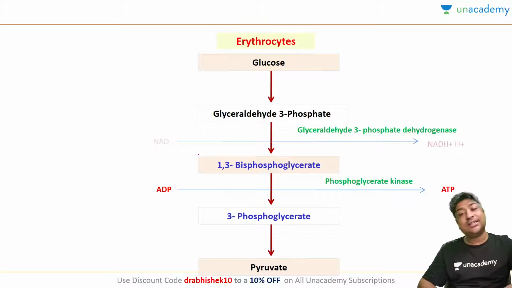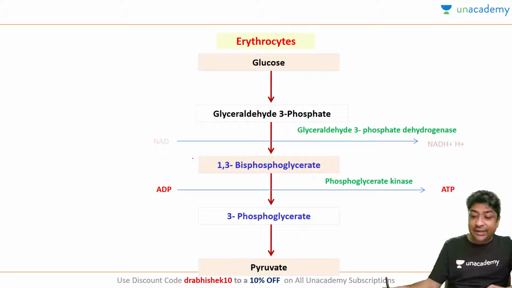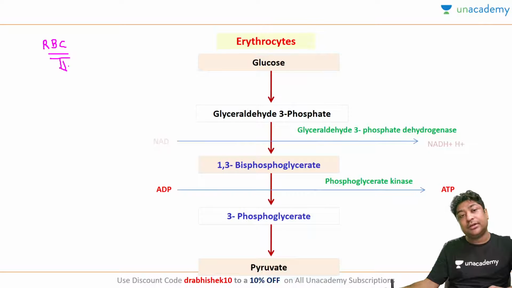So what is RL shunt, or Rapoport Luebering cycle, or 2,3 biphosphoglycerate shunt? It has multiple names: 2,3 biphosphoglycerate shunt, RL shunt. And the basic thing is that in RBCs we require 2,3 biphosphoglycerate.